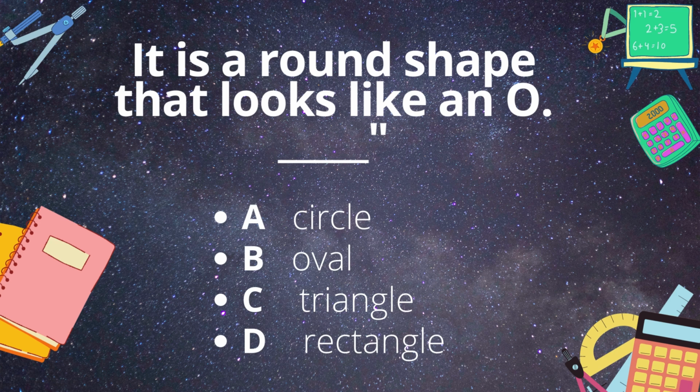It is a round shape that looks like an O. A. Circle. B. Oval. C. Triangle. D. Rectangle. And the answer is, letter A, circle.